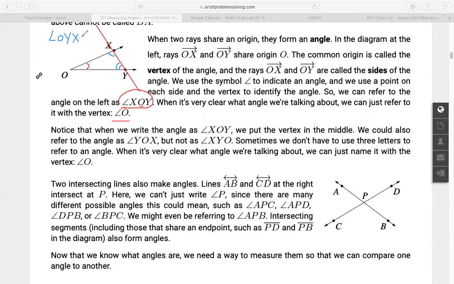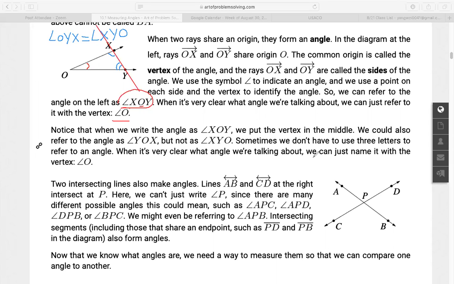This one actually is the same as XYO, right? XYO and OYX, they represent the same angle, right?